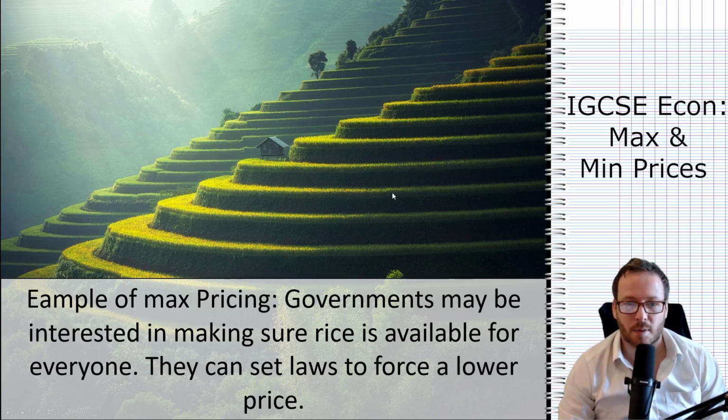Let's take an example of what the government can do. They might decide that rice is really important for the country, and they are going to put a max price on it. And the max price will be set below equilibrium, meaning people can buy this rice for a cheaper price. But it's not as simple as that, is it? Let's have a look at the graph.